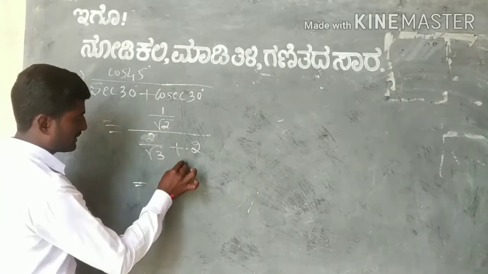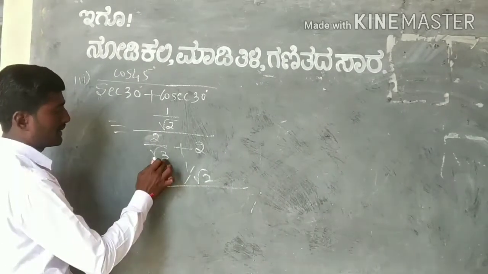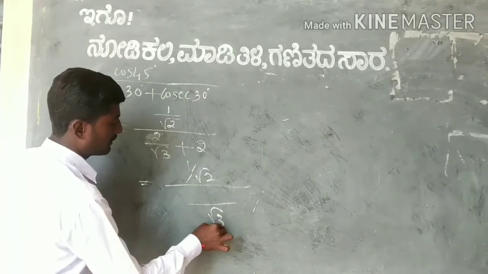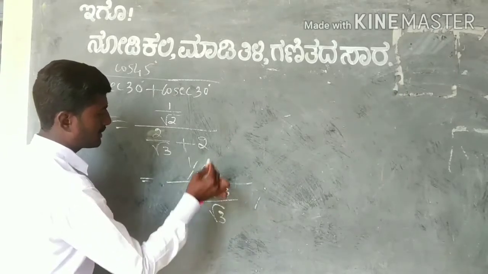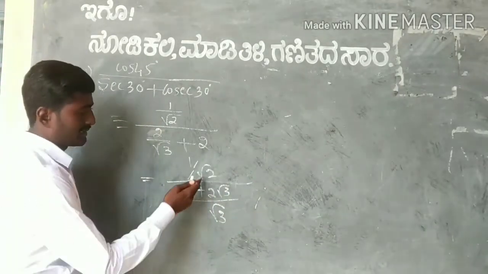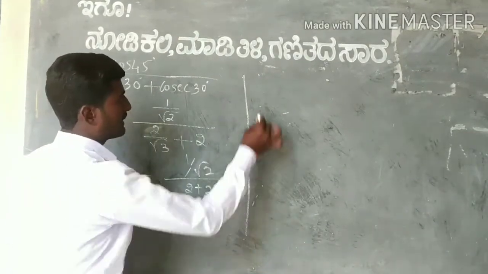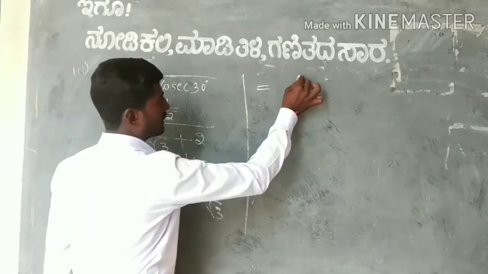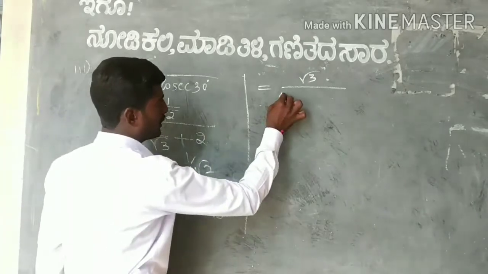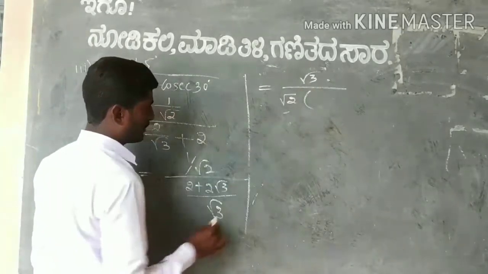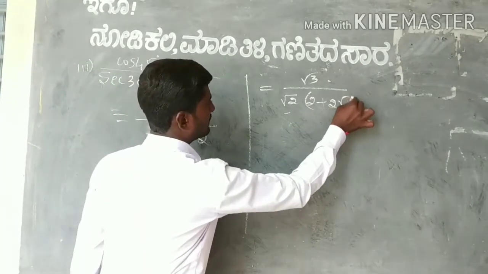Now 1 by 2 as it is, 1 divided by root 2, whole divided by. So here LCM will be root 3. Now this is 2 plus 2 root 3. Now this root 2 comes to the denominator and root 3 goes to the numerator. Now that is equal to root 3 divided by, root 2 into 2 plus 2 root 3.